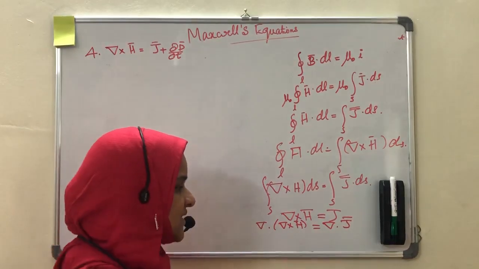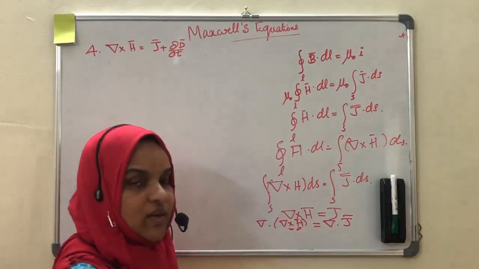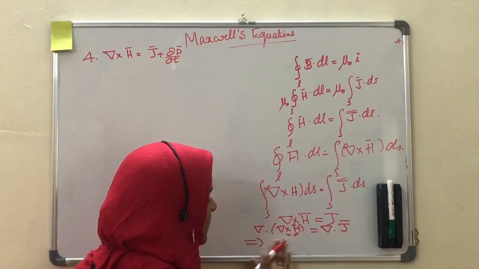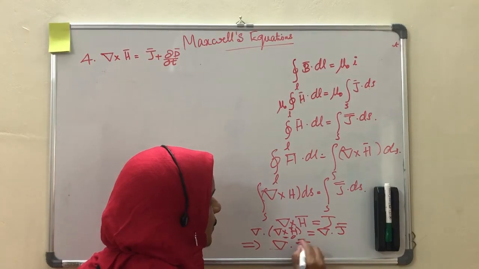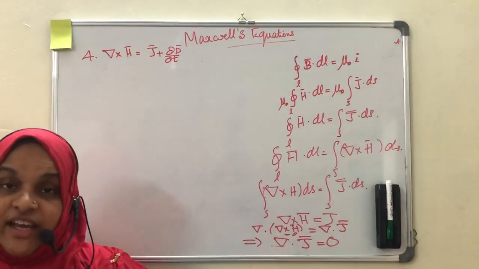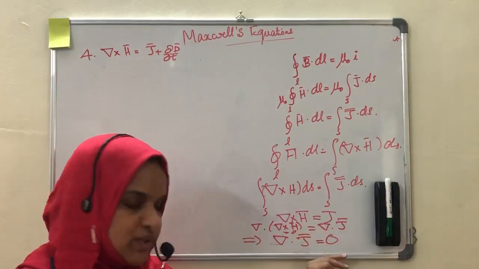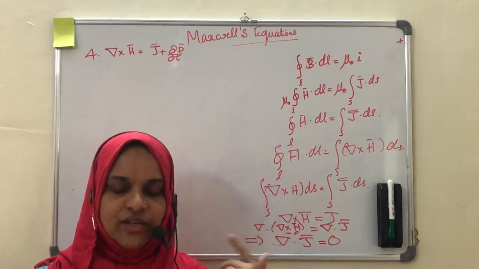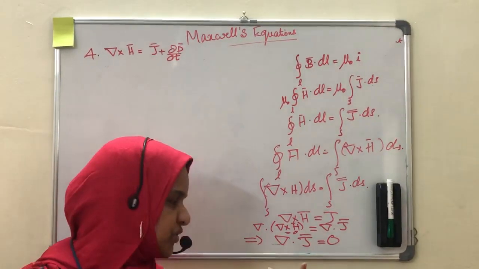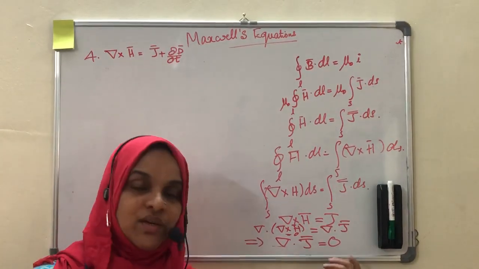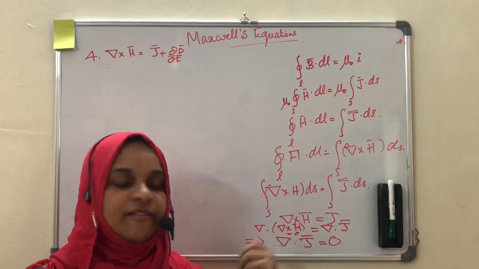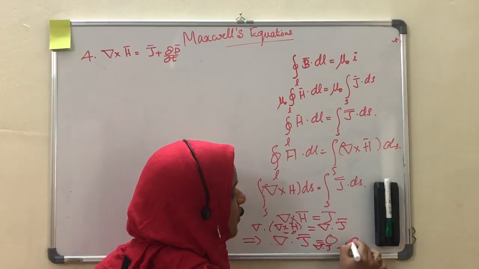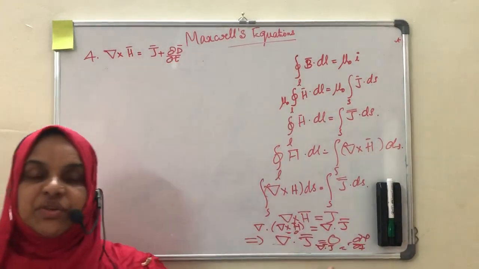Which implies that the right hand side is also equal to 0. That is, del dot J is equal to 0. That is, divergence of current density should be equal to 0. But this is true only for steady state currents. We have seen through the equation of continuity that del dot J equal to 0 is true only for steady currents, and for time varying currents del dot J is equal to minus dou rho by dou T. This is the continuity equation for time varying currents.